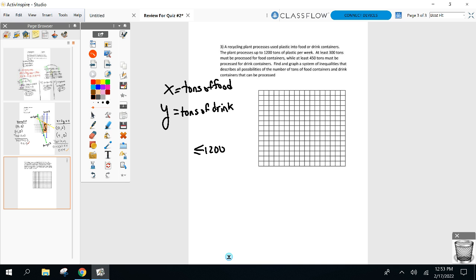What am I putting on the other side though? X plus Y. The total tons can't be more than 1,200.